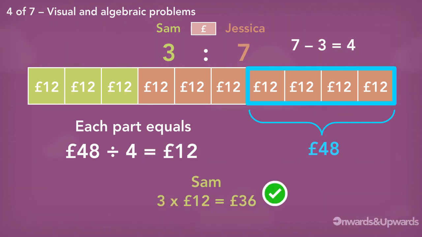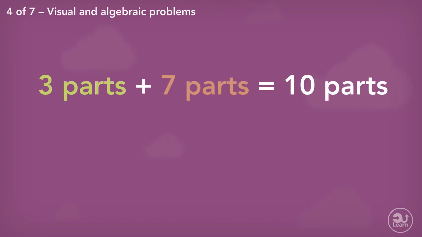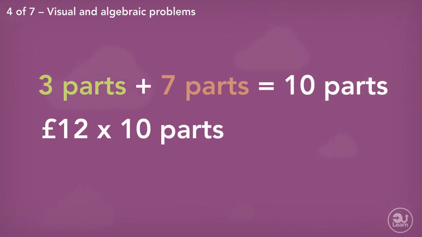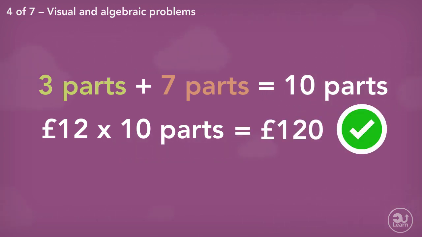To find out how much both have in total, we use what we know about one part. Each part is £12 and there is a total of 10 parts. Multiplying £12 by 10 parts gives us the total amount shared. The total amount shared was £120.